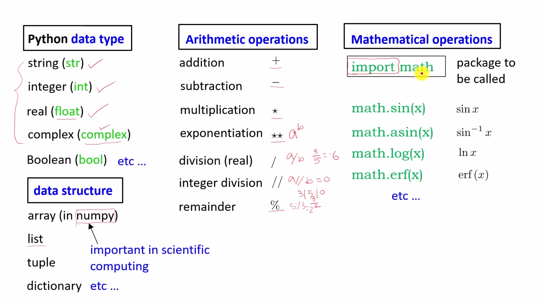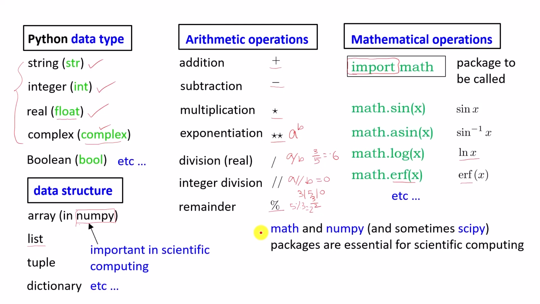At the beginning of the program, we have to write the statement import math, and then write math.sin x to get the value of sin x, or math.asin x to get the value of sin inverse x. math.log x will give me the natural logarithm of x. Similarly, erf x will give us the error function of x, etc. There is a long list of mathematical functions available in the math package, and we will encounter many of them in our usual scientific computing.